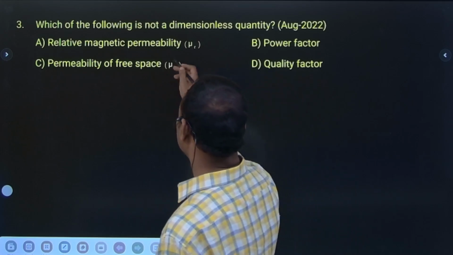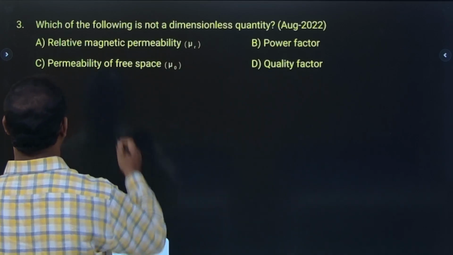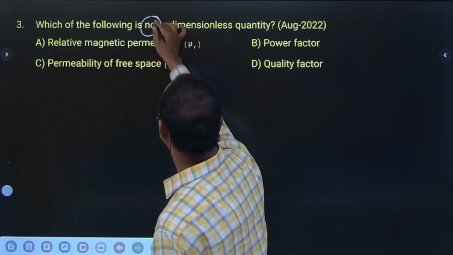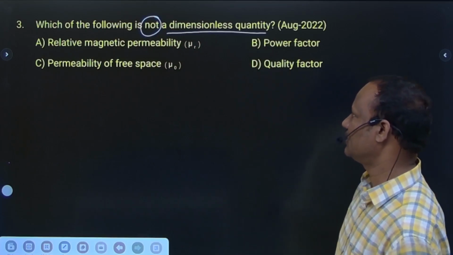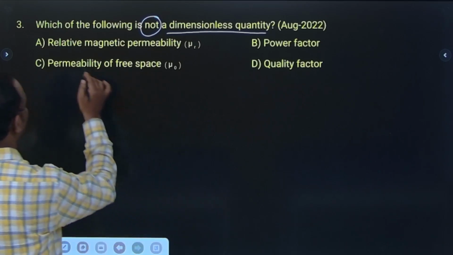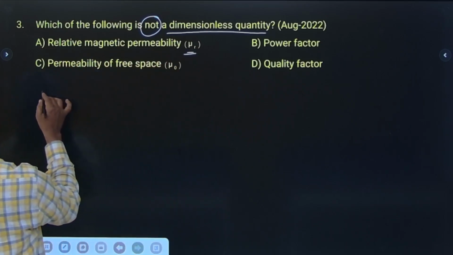So here is a question, similar to checking the dimensional formula. Relative magnetic permeability is asked. First check the question clearly: which of the following is not a dimensionless quantity? So first I am taking relative magnetic permeability.